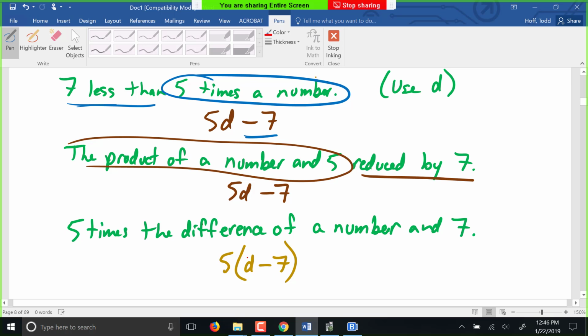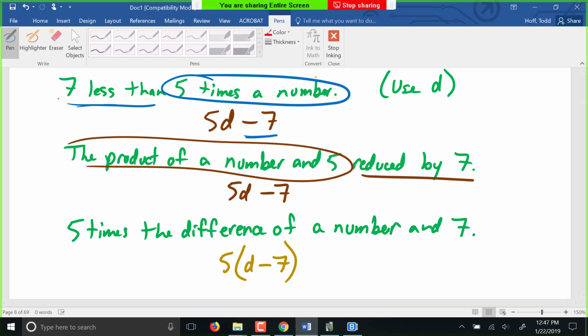Okay, because this phrase is telling us that the subtraction happens first. So we have to put parentheses around it. Otherwise, we discussed order of operations. Otherwise, order of operations would do the multiplication first. How do we know that the subtraction is done first here?